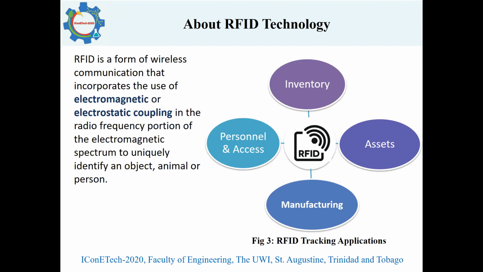So about RFID. Now, RFID is a form of wireless communication that incorporates the use of electromagnetic or electrostatic coupling in the radio frequency portion of the EM spectrum. Traditionally, it is a technology that has been used for tracking purposes. You would be familiar with RFIDs because to get access to a building, most of those swipe cards use RFID technology. In manufacturing, there are certain points in your manufacturing process where you would have RFID checks to keep track of how your process is going, on-site, inventory management.